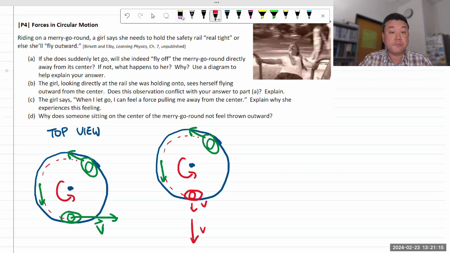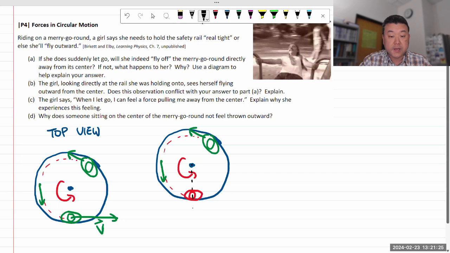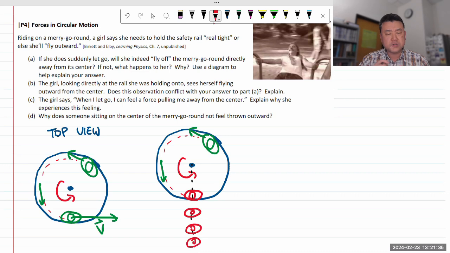If you imagine tracking our position over time, what we would be saying, if we do say yes, she will indeed fly off the merry-go-round directly away from the center, then we can track her position over time. She would be here, and then later at some time here, and later some time here. And I think as you draw these pictures, you should get a sense that no, that's not what actually happens.